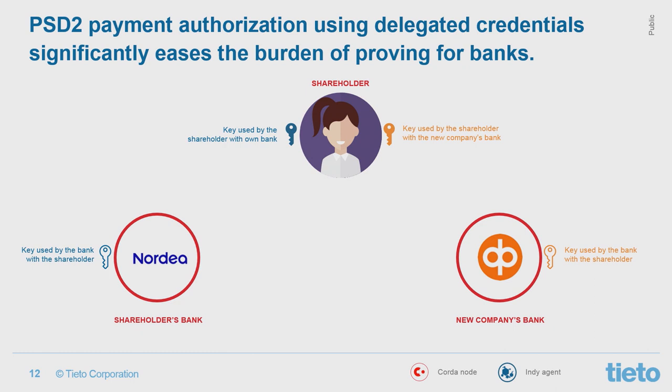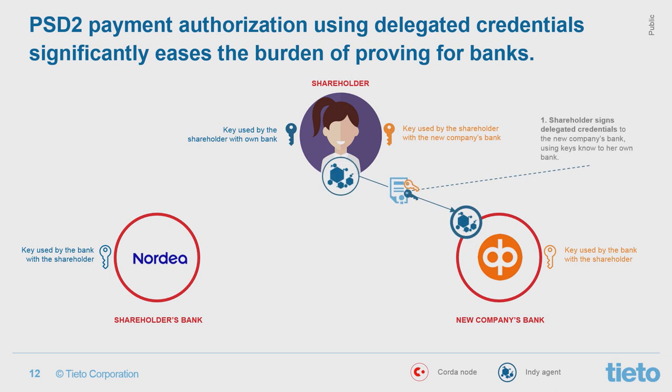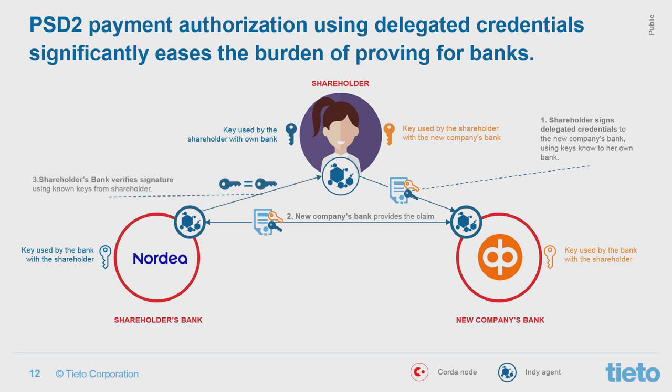And what I can do is I can create a claim, or we call this delegated credential, basically saying that you are allowed to take money from my account in my other bank. And you can do it within this time period, and this much amount of money you can do. And I'm signing this with the keys that my bank knows, but nobody else knows. So when I give that claim, and the new company's bank then forwards that claim to my bank, my bank is able to verify that, hey, was this actually coming from me? Did I issue this claim to the other bank?